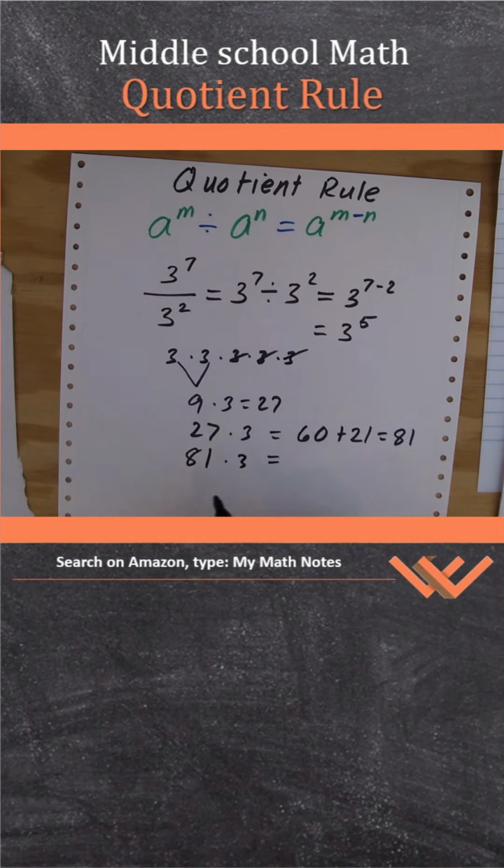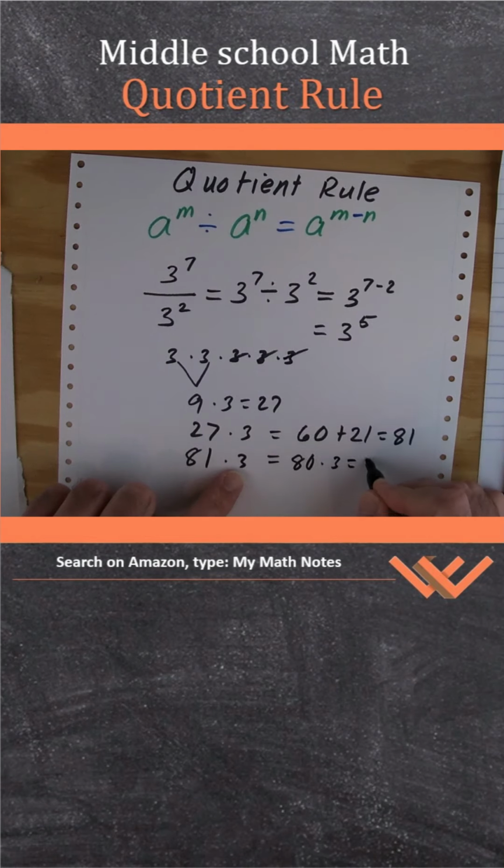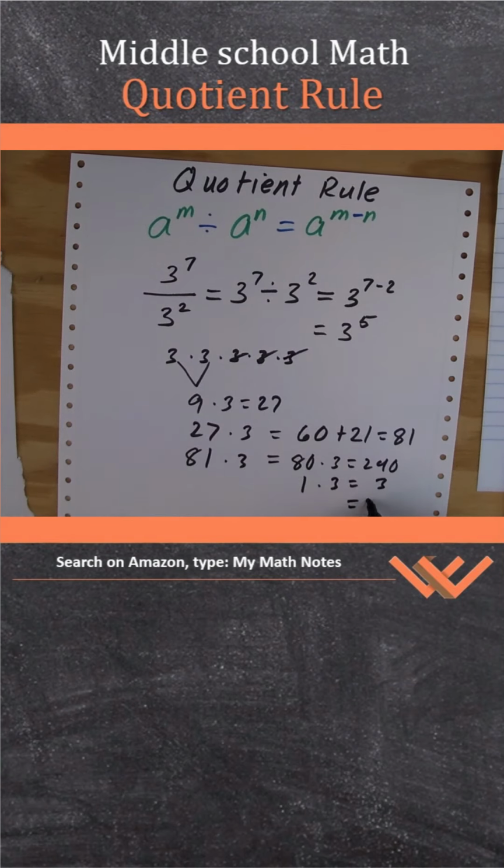And that's going to equal, again, I can say 3 times 8 is 24, so 80 times 3 is equal to 240. And then I have 1 times 3. 1 times 3 is equal to 3. So that's going to equal 243. Boom, we're done.